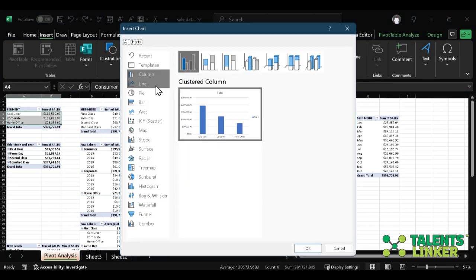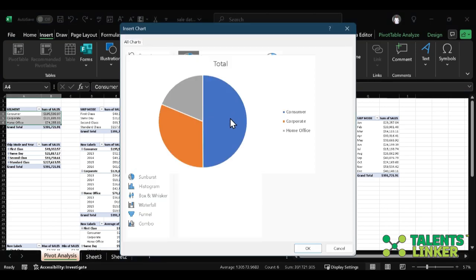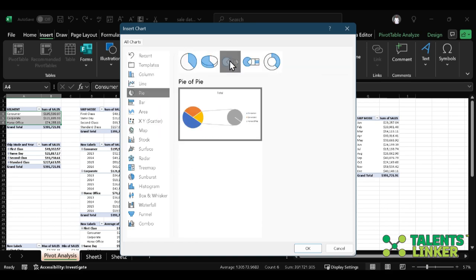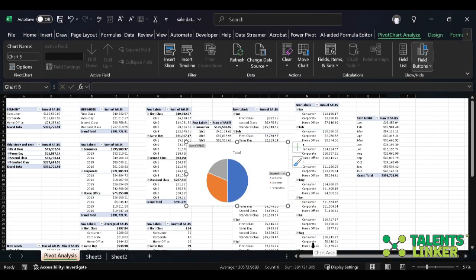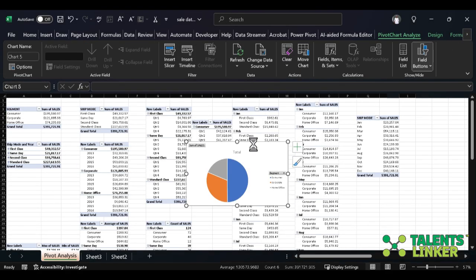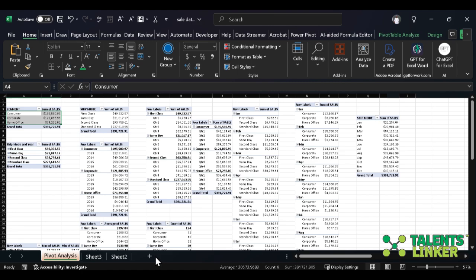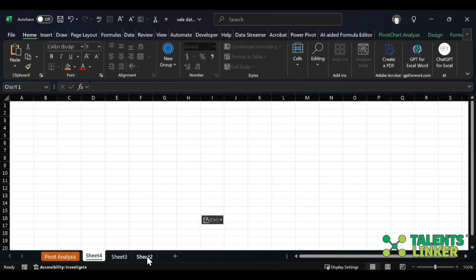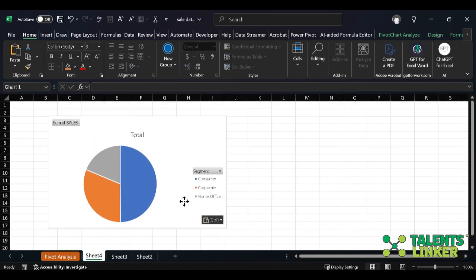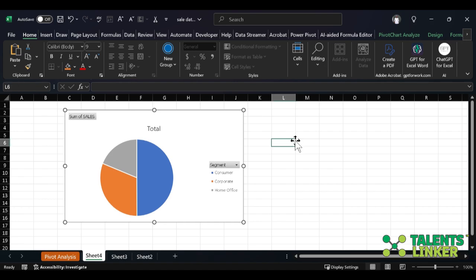So I prefer you go to recommended charts. You can just pick the ones that you think are going to make your work easier and more readable. Since we are working on pie charts, I prefer you use pie. So let's cut, then bring it here. So this is the pie chart.